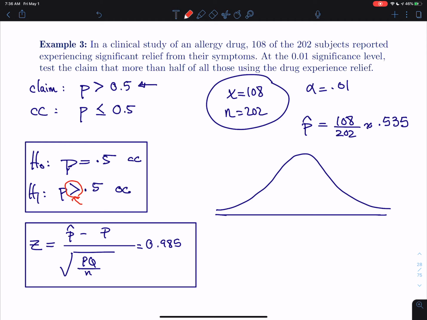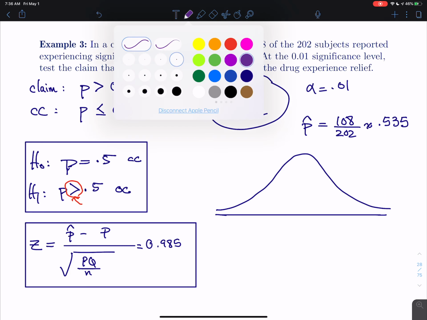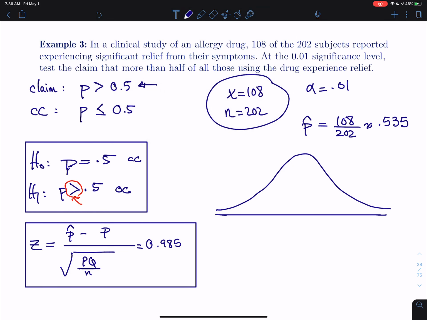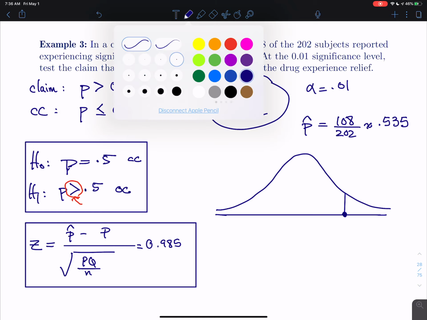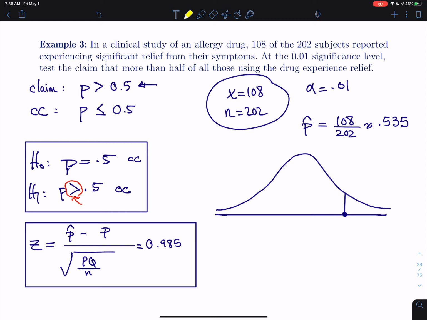In this case, it's pointing to the right, so I'm going to have a right tail rejection region, also known as a one tail test. That means all of alpha goes in that tail. So if I put the alpha in there, given it's 0.01, then this area here, the yellow area, is 0.01.